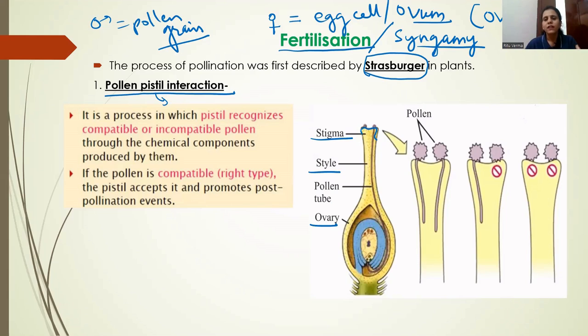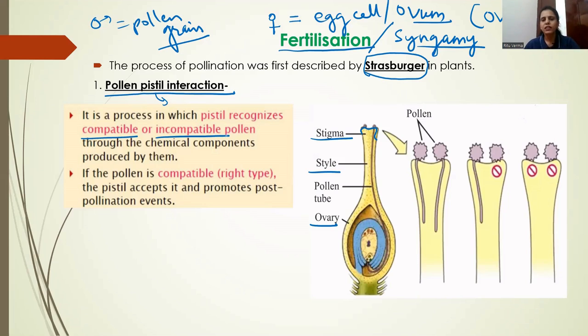the stigma first tries to recognize this particular pollen grain. It tries to recognize whether the pollen grain is compatible or incompatible. The meaning of the term compatible is that the pistil tries to identify whether the pollen grain which has fallen on it belongs to the same species or to a different species.